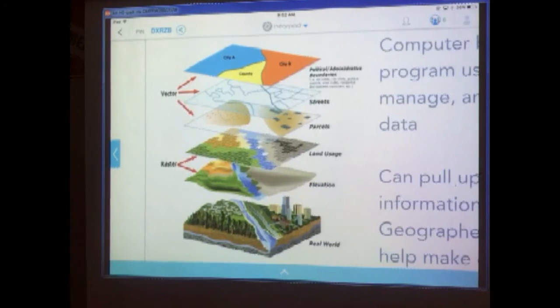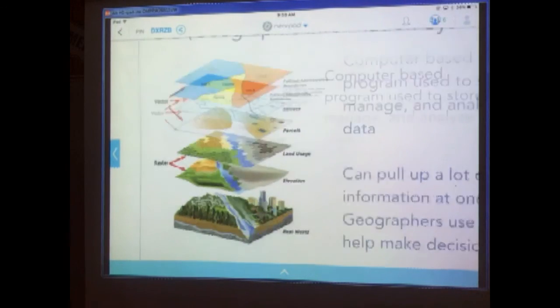Maybe you're looking to see where you need to locate a new high school in a given area. To do that, you could use a GIS to generate, okay, where do schools already exist? Where is the population growing and moving to, so that I would know where I need to put my new school.